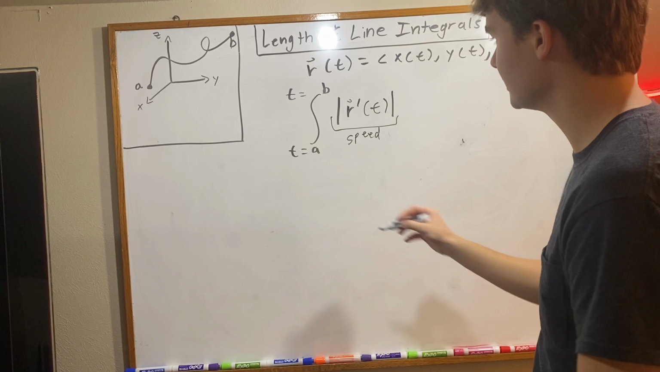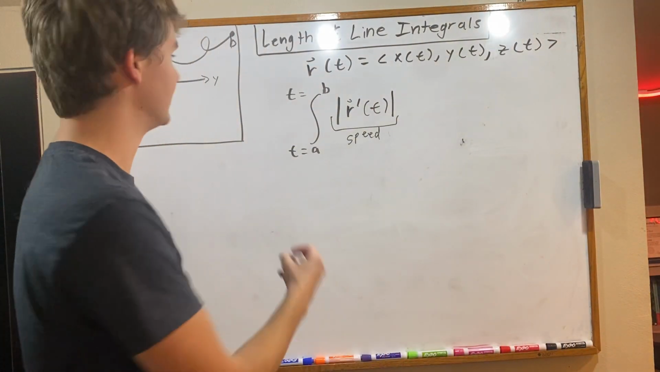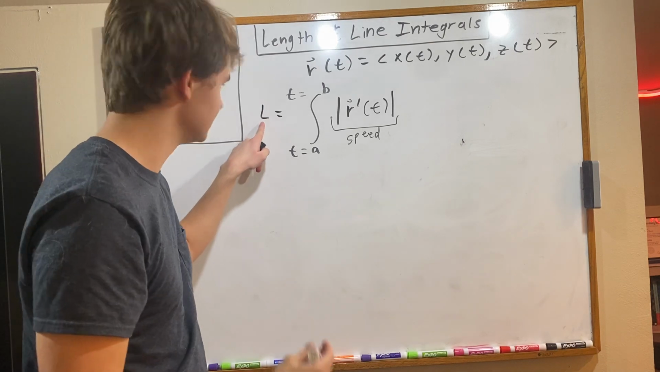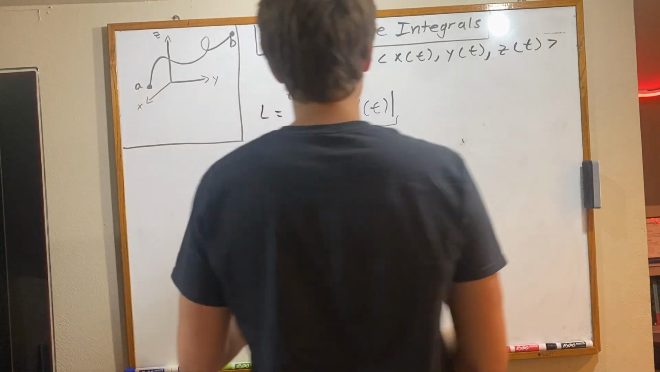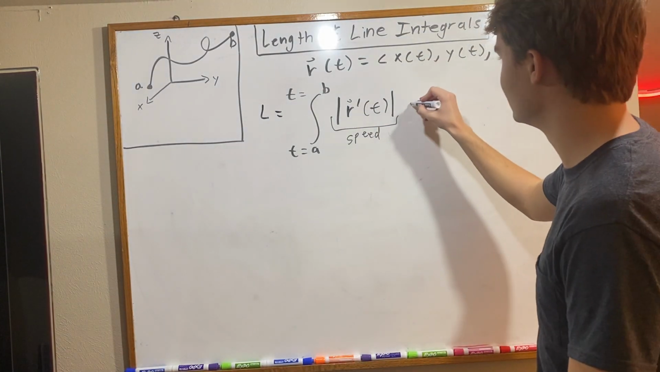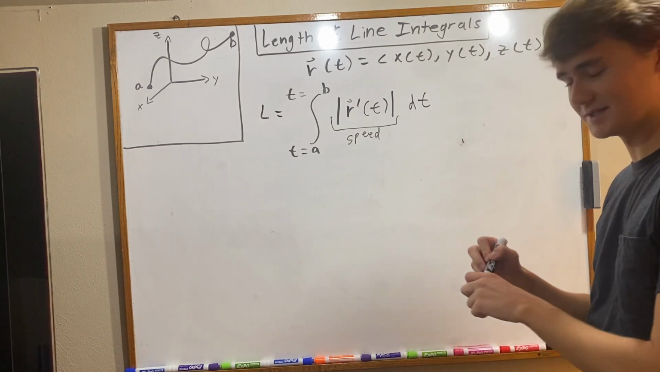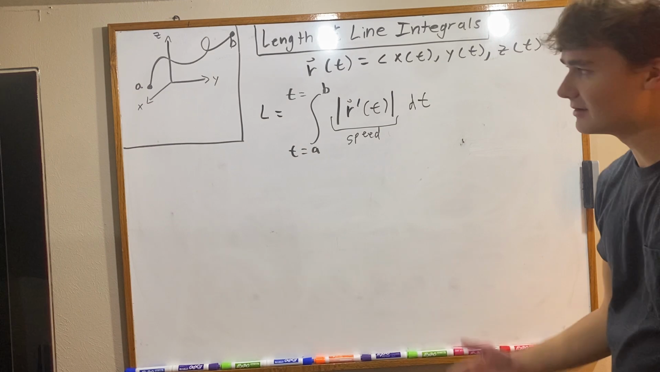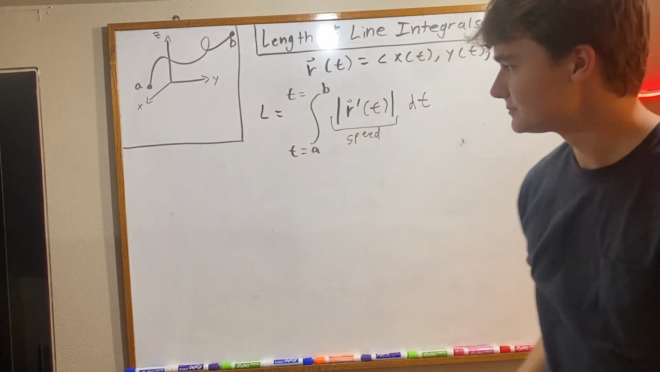So I'm going to put an L here, and that L represents distance. What did I say? Distance equals speed times time. So speed times time, and we're just going to do a little bit of time. That's what the dt means, a little bit of time. So this is the equation to find the length of the curve from A to B.